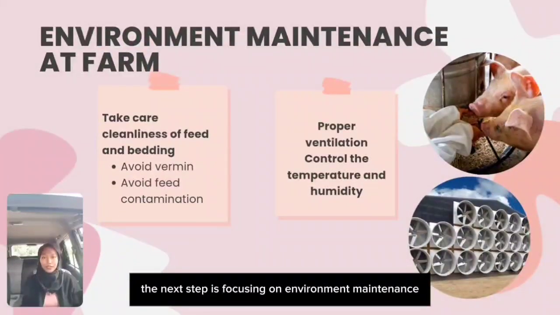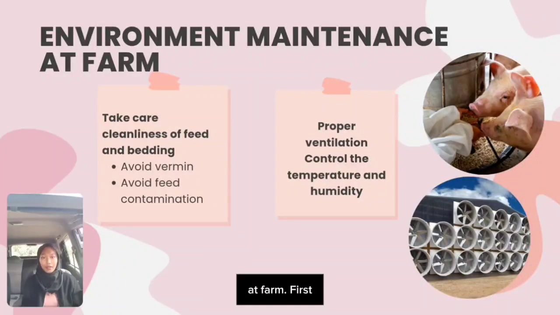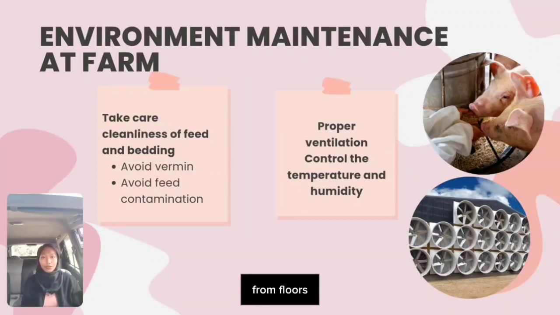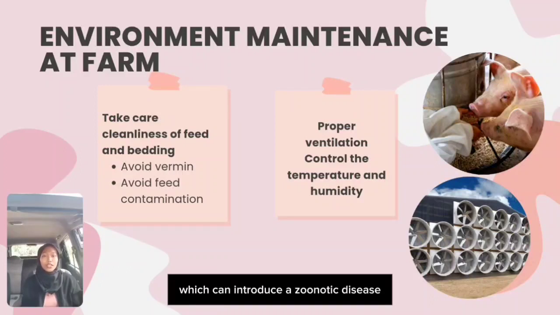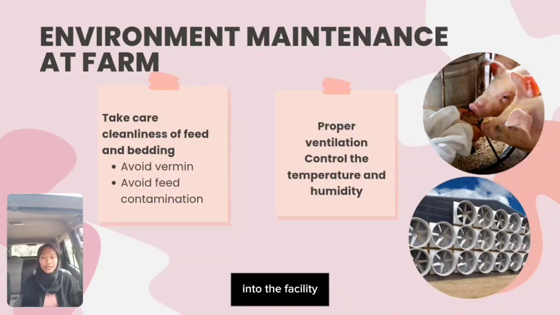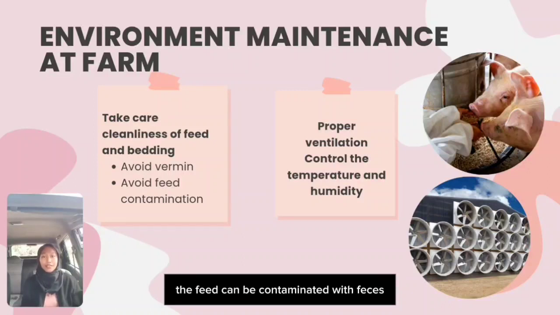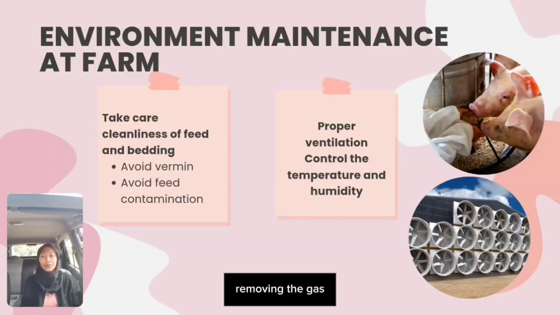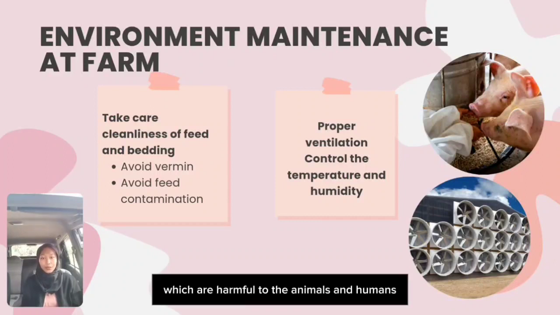The next step is focusing on environment maintenance at the farm. First, take very good care of the cleanliness of the feed and bedding from floors. Litter attracts vermin, which can introduce a zoonotic disease into the facility. The feeds can be contaminated with feces, and the disease can be transmitted via the fecal-oral route. Second is having proper ventilation, which protects the animal and worker. It is the most crucial part since a good ventilation system controls the temperature and humidity, removing the gas that may contain pathogens which are harmful to the animals and humans.